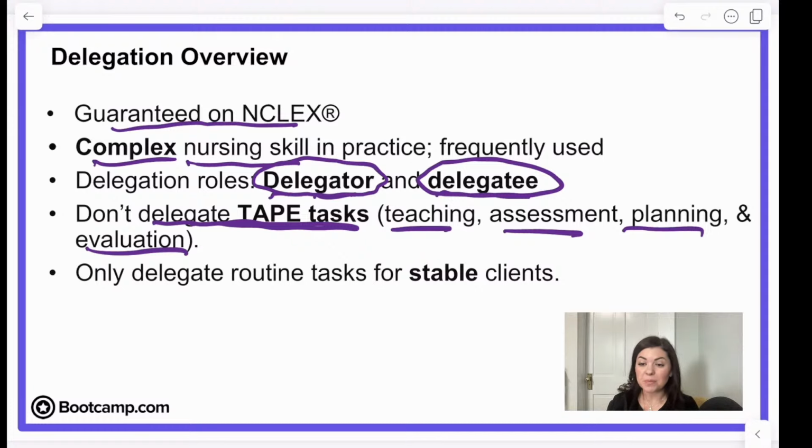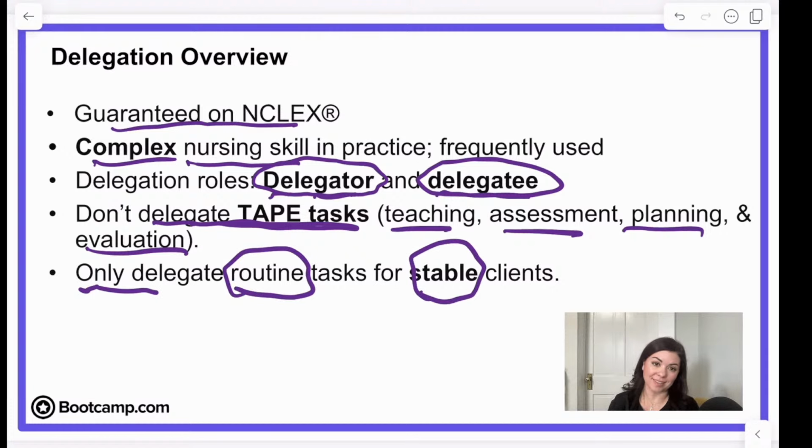I also see somebody put in the comments, do not delegate what you can eat. That's another good memory technique, whichever one works for you. Same concept. The nursing process, the registered nurse should be responsible for. And then lastly, this is a very, very important tip. We only ever delegate routine tasks for stable clients. So if it's not a routine task or it's an unstable client, automatically we should be able to rule that option out and we know it would not be appropriate to delegate.